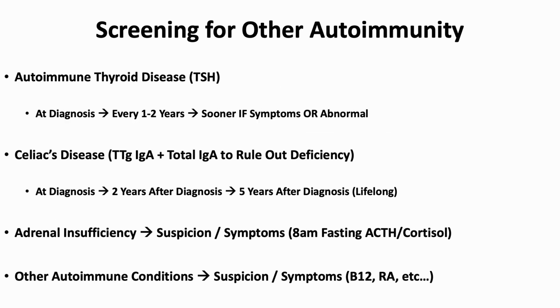When screening for other autoimmune diseases that are common with type 1 diabetes, I've listed the most common ones here in terms of autoimmune thyroid disease, both hypothyroidism and Graves', celiac disease, as well as adrenal insufficiency and some other conditions. Many of these we recommend screening on a regular basis, particularly the most common ones, thyroid and celiac disease. For some of these other ones, you kind of have to use your clinical judgment and be suspicious for other autoimmune diseases to screen those patients based on symptoms.